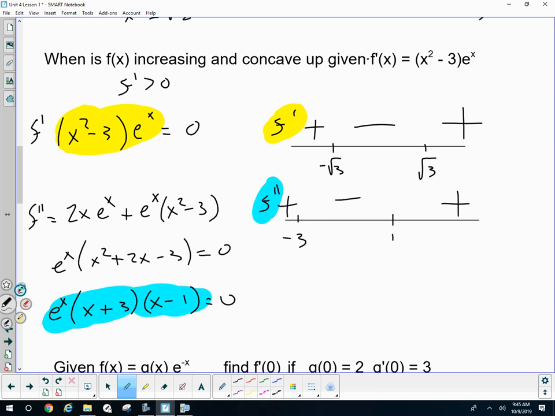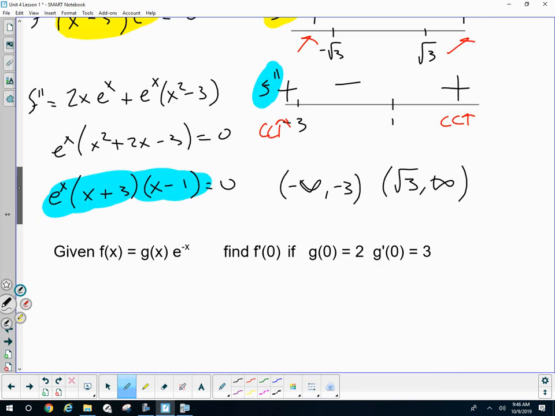When is f increasing? f is increasing when f prime is positive. When is f concave up? Concave up when f double prime is positive. So I have two intervals. Oops, I should write concave up, not an arrow that's up. It would be from -infinity to -3. Stop there because I'm concave down from -3 to negative root 3, and then concave up from root 3 to infinity.